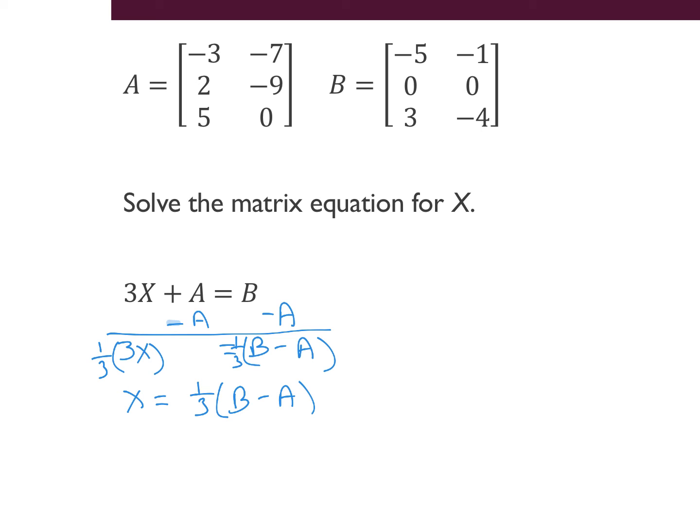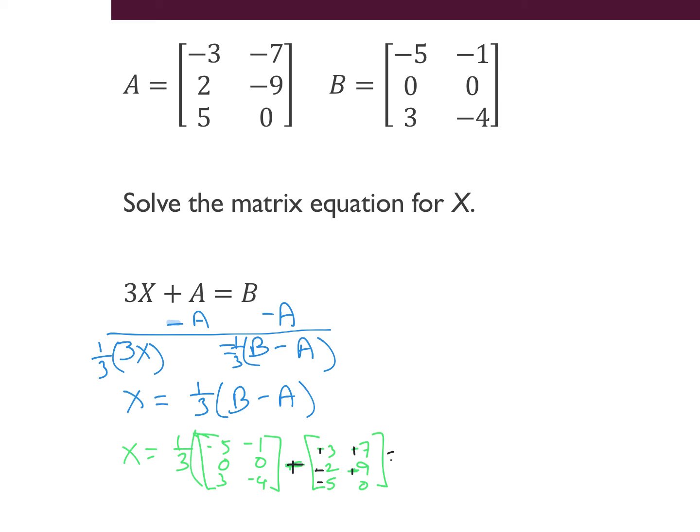What we'll do next is use substitution to substitute matrix B, -5, -1, 0, 0, 3, -4, and then we'll subtract from that matrix A, -3, -7, 2, -9, 5, and 0. That's a subtraction sign. Remember, when we subtract, I like to change the subtraction to a plus sign and then distribute the negative through the second matrix. So then it becomes essentially addition.